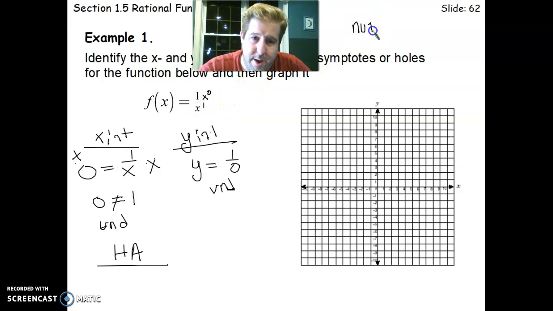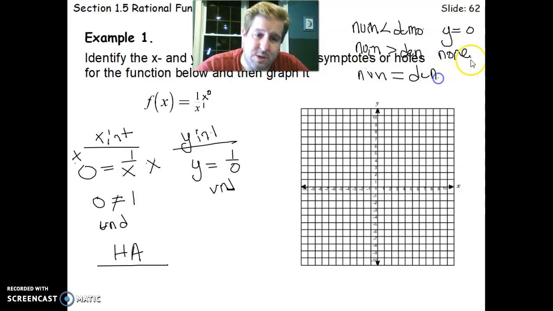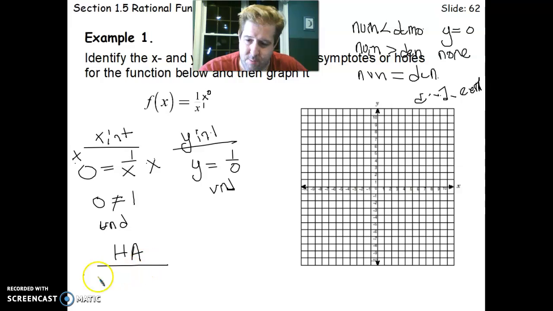So if the numerator's degree is less than the denominator's degree, then you know that it's going to be y equals 0. If the numerator's degree is greater than the denominator's degree, then you know it's not going to have a horizontal asymptote. And when the numerator's degree is equal to the denominator's degree, then you would divide the coefficients, and that'll tell you what it is. I think that actually happens on one of the questions. I'll explain that when I get there.